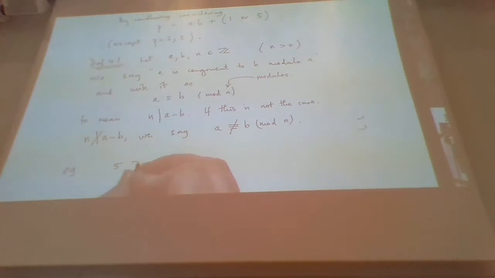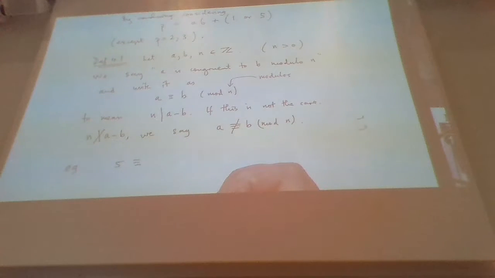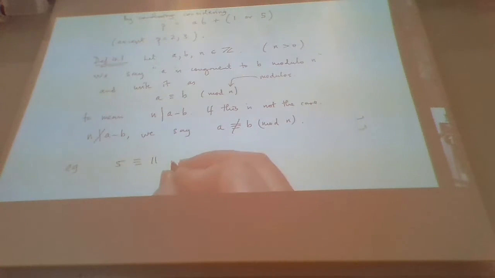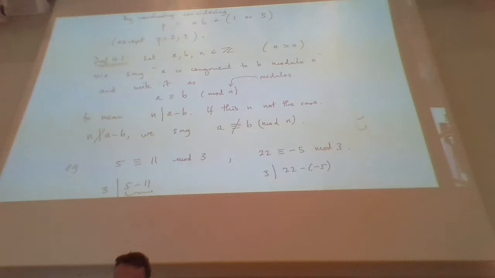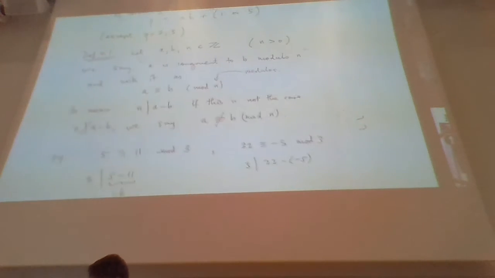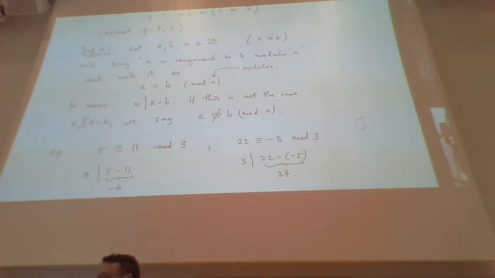For example, 5 is going to be congruent to 11 modulo 3, say. 22 is going to be congruent to minus 5 modulo 3. The differences between these quantities are divisible by 3, because in both cases, 5 minus 11 is minus 6, and 3 does divide minus 6, you can write minus 6 as a multiple of 3. 22 minus minus 5 gives you 27, so 3 does divide 27.